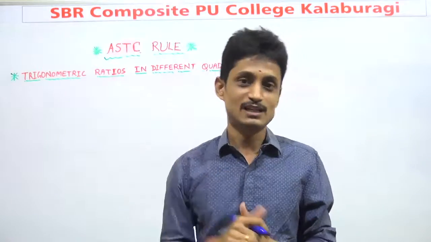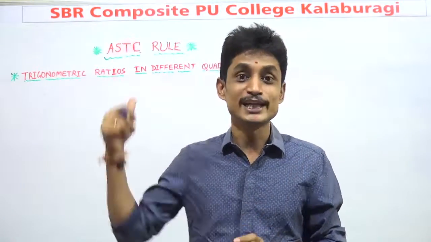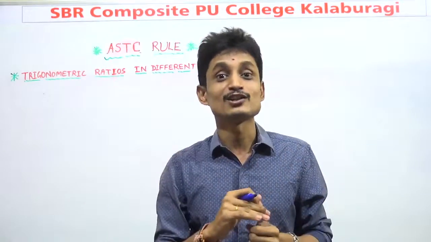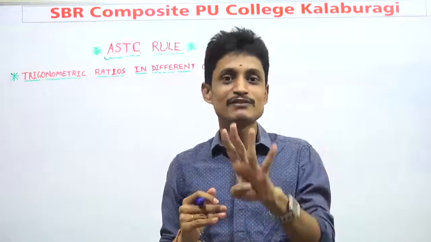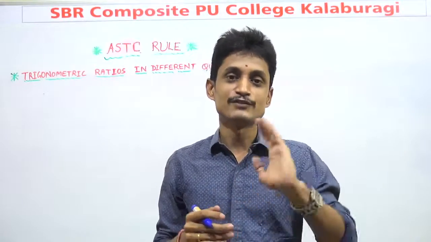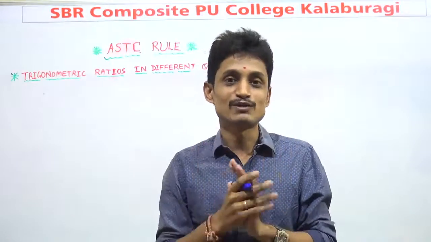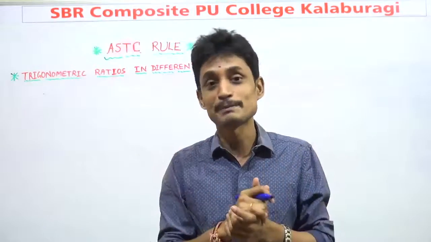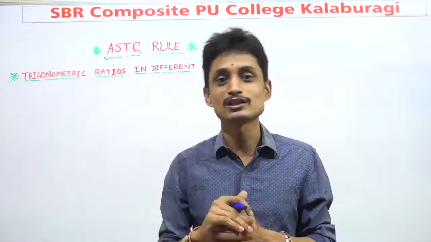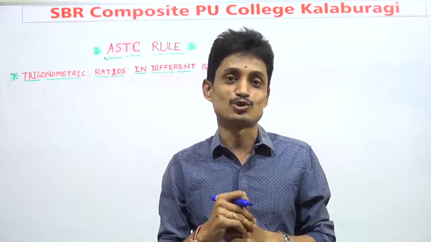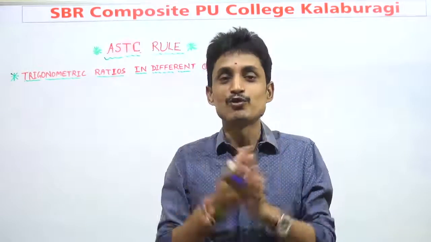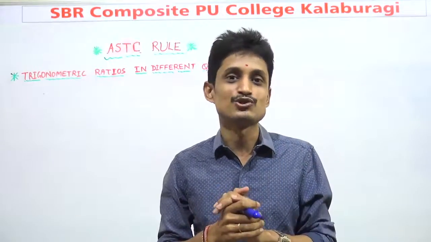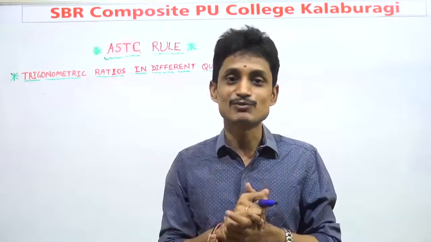So in today's class, I am going to discuss the ASTC rule. It means trigonometric ratios in different quadrants. Basically, we have four quadrants. In the first quadrant, which ratios will be positive or negative? In the second quadrant, also the same, and so on in the third as well as the fourth quadrant. And we should learn today why in the second quadrant a few ratios are positive and why the others are not. Those things we should learn.